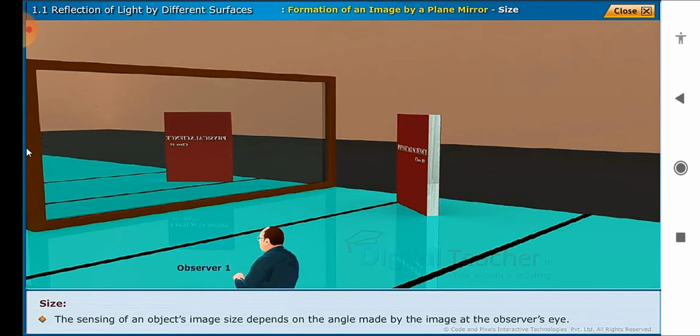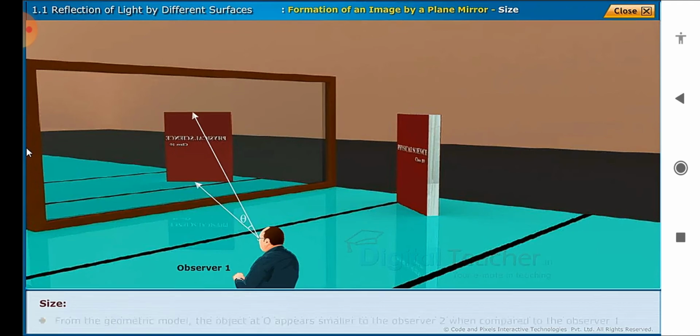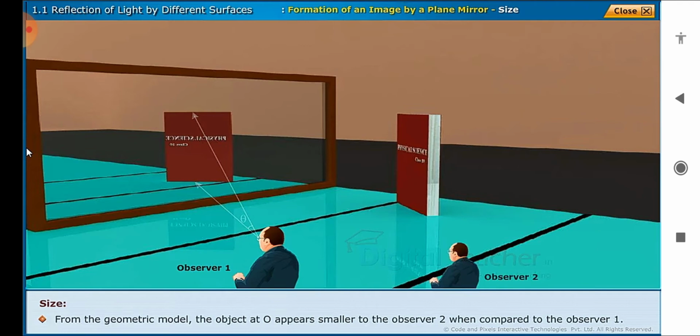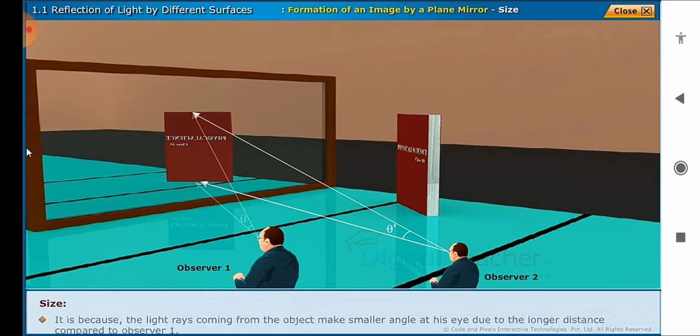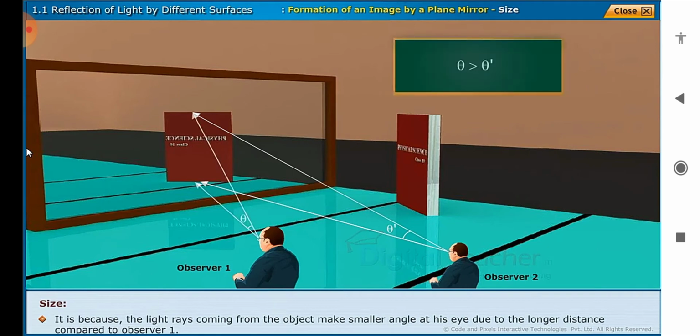Size. The sensing of an object's image size depends on the angle made by the image at the observer's eye. From the geometric model, the object at O appears smaller to observer 2 when compared to observer 1. It is because the light rays coming from the object make a smaller angle at his eye due to the longer distance compared to observer 1.